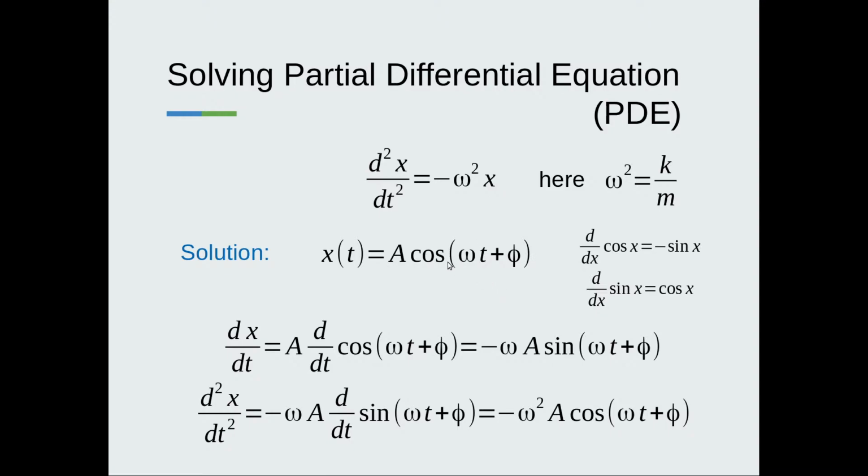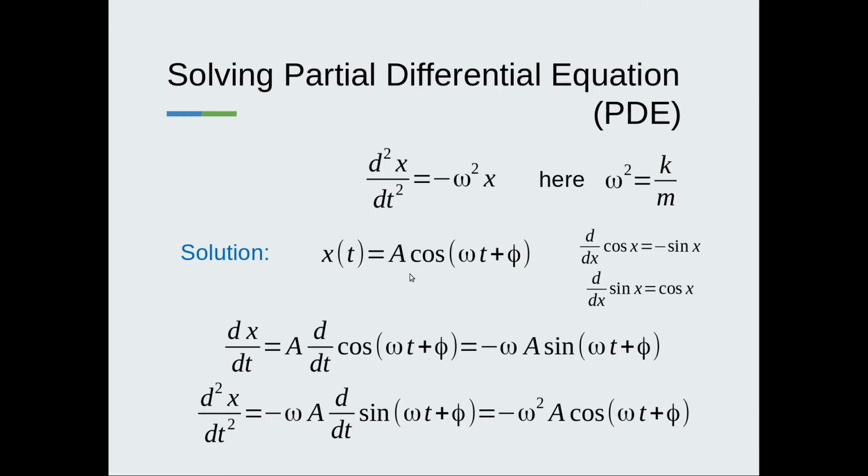And why do we choose the cosine function? Because the derivative of the cosine function gives you minus sine x. And if you take the derivative of sine x again, then you get cosine x, and mind the minus sign here. Also notice there is a minus sign here.